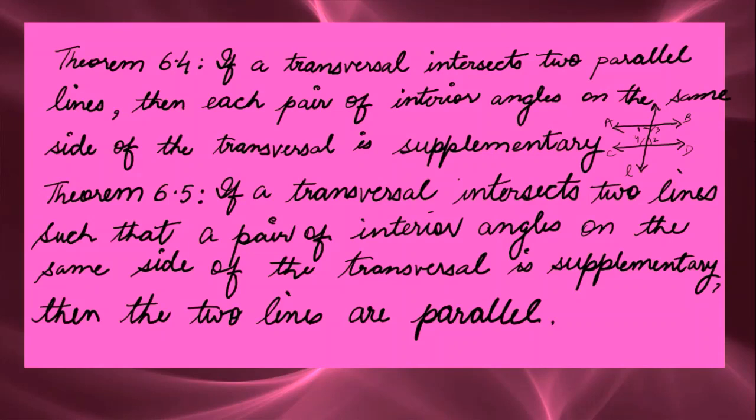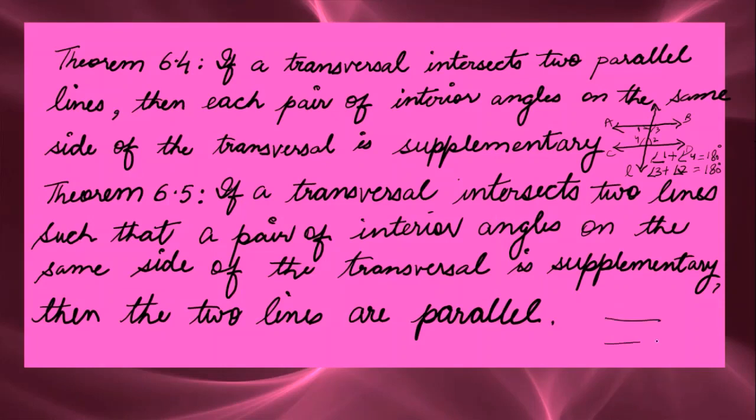That means angle 1 plus angle 4 equals 180 degrees, and the other pair is angle 3 plus angle 2 equals 180 degrees. Okay, is this clear? Now Theorem 6.5.